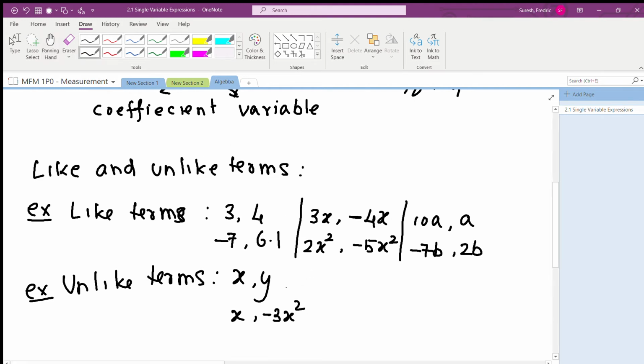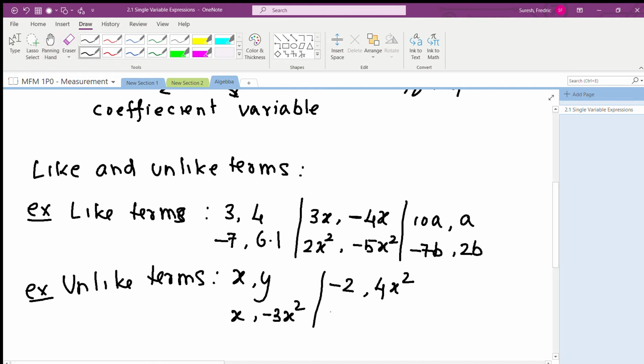So let's write a few more examples for that. Negative 2 and 4x squared. These two are unlike because one of them has a 4x squared here. The other one has got no variable. So they're not like terms either. They're entirely different terms.